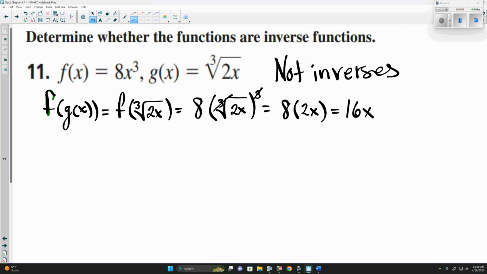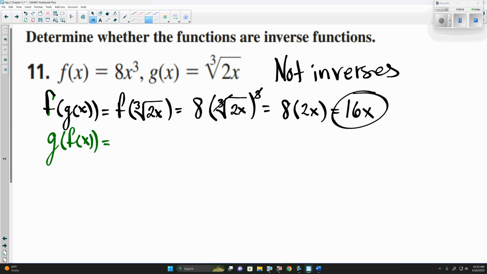Because for them to be inverses, f of g of x has to be equal to g of f of x, and both of them have to equal x. They both have to equal x. Well, we already see that f of g of x is not equal to x. Doesn't matter what g of f of x is, because both of them are not going to equal x. If one of them doesn't equal x, doesn't matter what the other one does. These are not inverses.